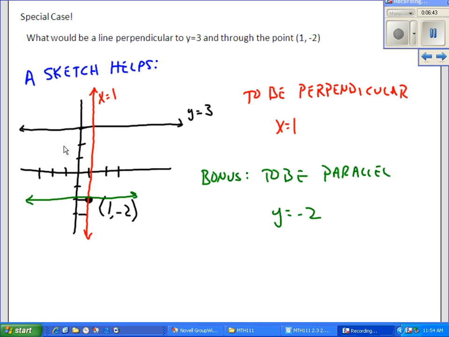So a vertical line is perpendicular to a horizontal line. And if that line's going to go through the point (1, -2), its equation is going to be x equals 1. So to be perpendicular, that would be x equals 1. And then just to throw in a bonus question, if you wanted a line to be parallel and going through that point, that would be the line y equals -2, the green line over here.